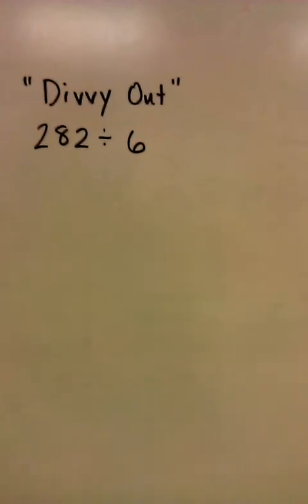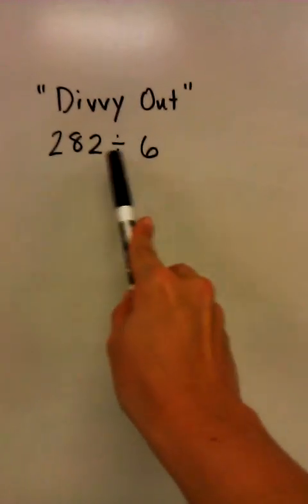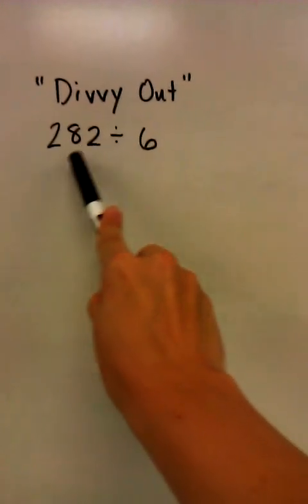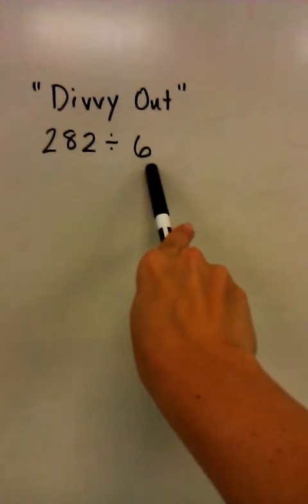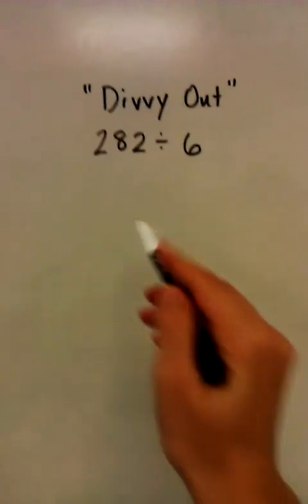I'm going to explain the divvy out strategy for division. The first thing to recognize is with all division, with 282 divided by 6, I'm taking 282 and dividing it into 6 equal groups. So the first thing I'm going to do is draw my 6 equal groups.